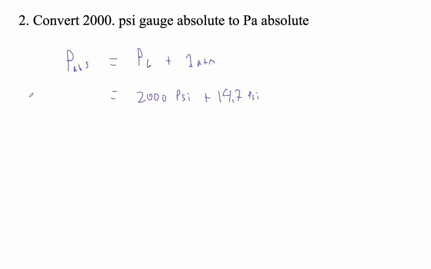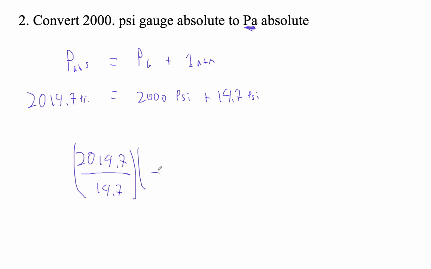And so our absolute pressure is 2014.7. And then we can just turn this into pascals the way we do. So 14.7 over 14.7, and then we're going to multiply that by an atmosphere in pascals, which is 1.013 times 10 to the 5th.